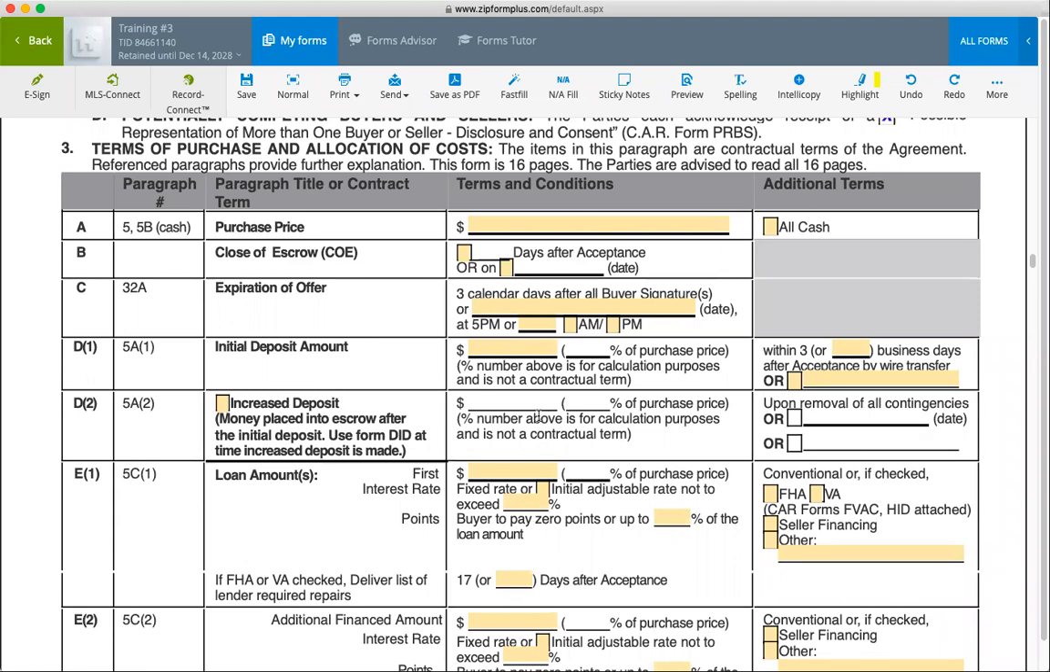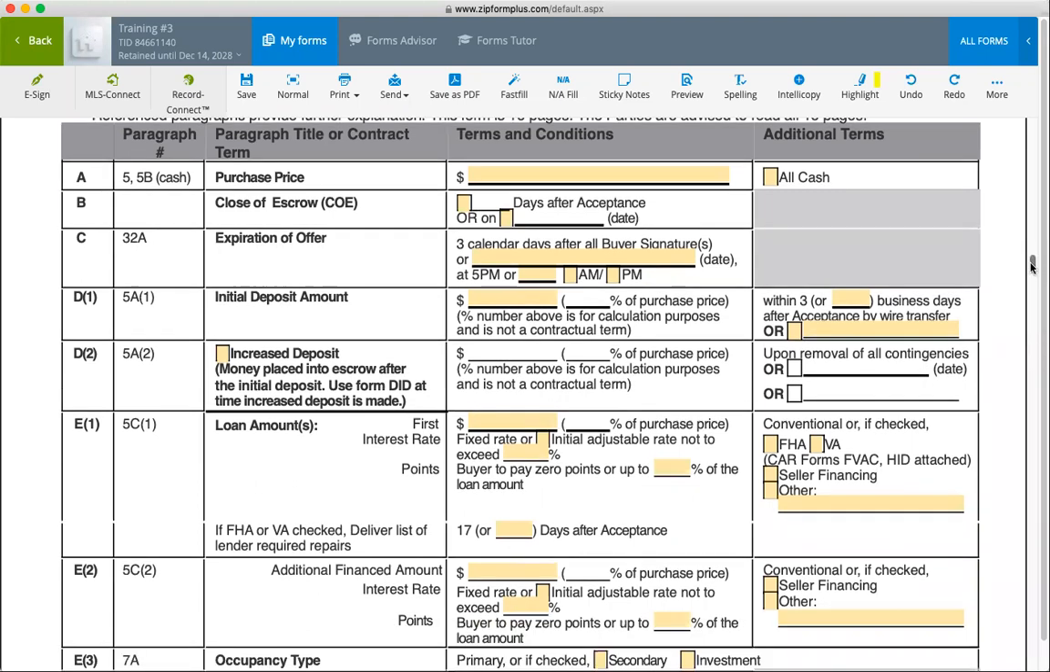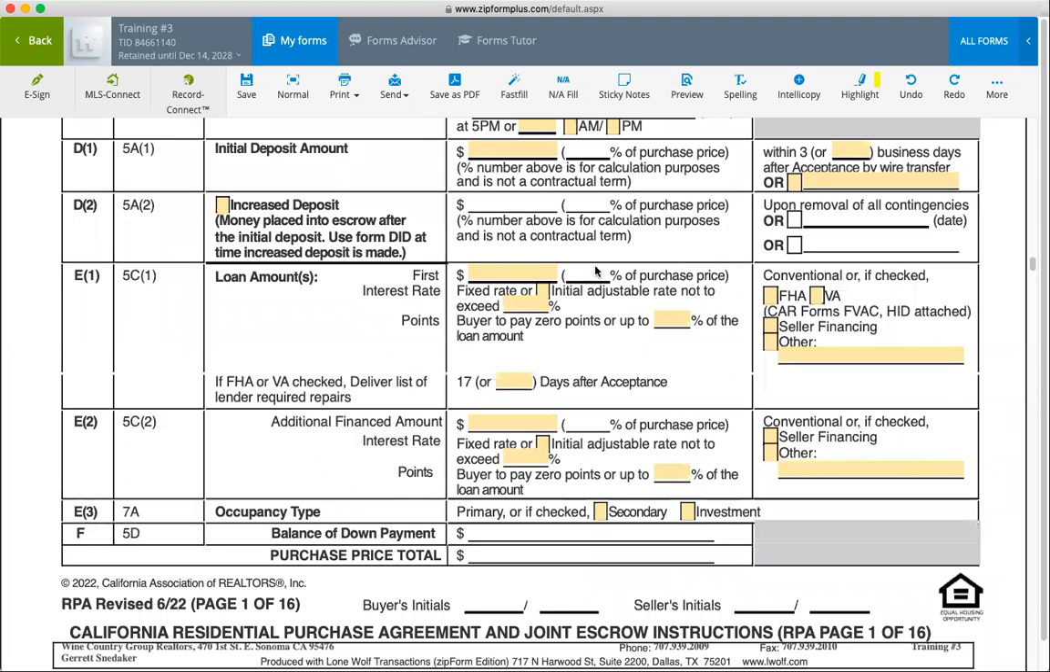But yeah, there could be other reasons you modify, or you have something other than the 3% that goes in here. If there's a loan, you would put in the loan amount here. Again, it'll calculate the percentage.